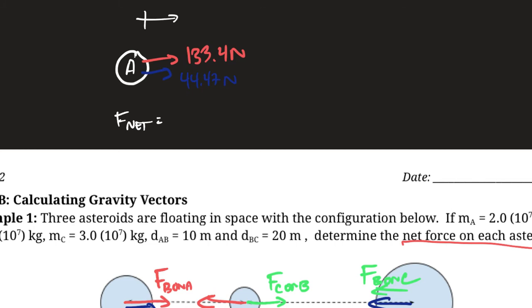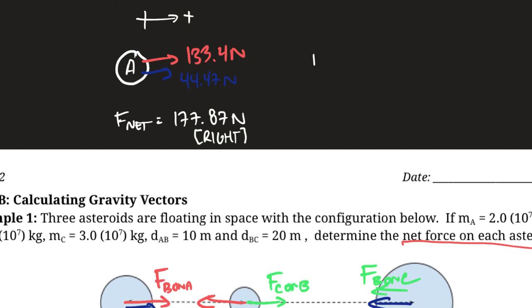So if we make right our positive direction, we can just add those two up, right? 133.4 plus 44.47, we get 177.87 newtons to the right. So that tells us that asteroid is actually going to accelerate to the right, right? Which makes sense because both of the other asteroids are on the right and they're all going to be attracted to each other. So it makes sense that this one would move to the right.